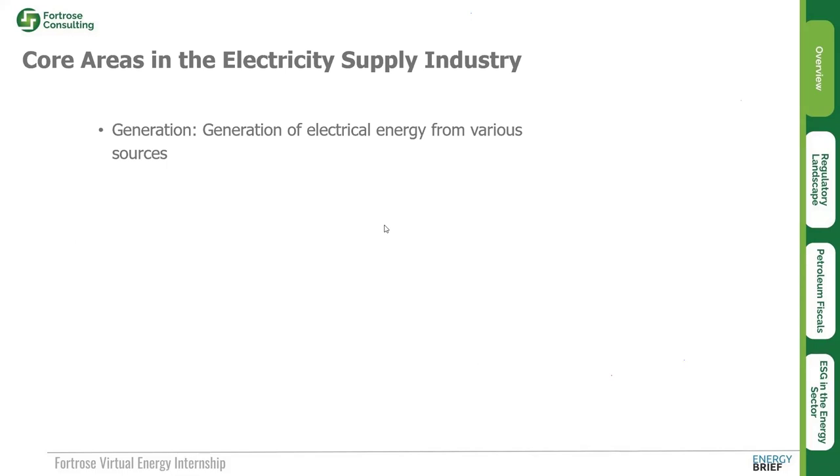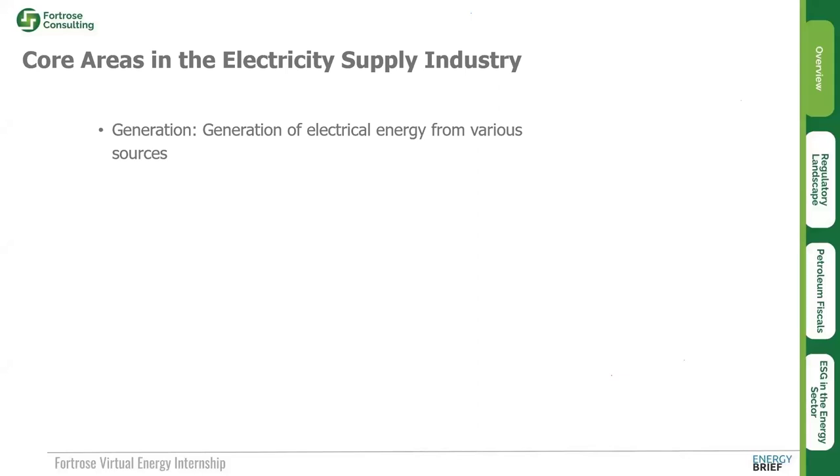So this would help you have an informed opinion of why we don't have 24/7 power supply in Nigeria, or why people still shout up, even though NEPA doesn't exist anymore. So basically, we'll reveal all these things to you. You have to understand the core areas in the electricity supply industry first. And the first area is the generation sector, generation area.